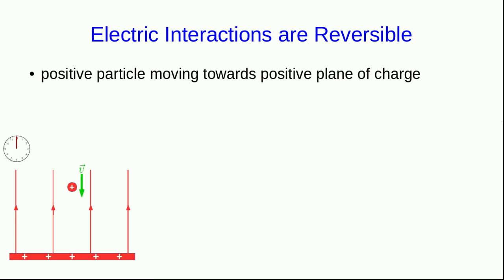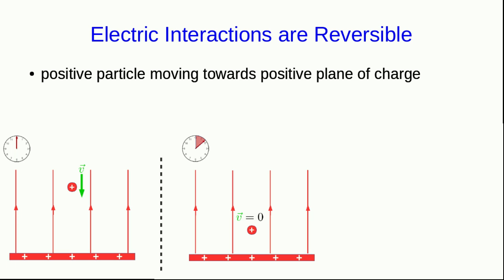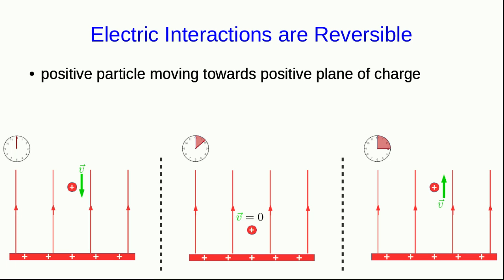Let's think about a very simple situation of a positively charged particle moving towards a positive plane of charge. So the particle moves towards the plane of charge. It eventually comes to rest, at which point it turns around and moves the other way. The reason this is particularly simple is that the acceleration is uniform, because the electric field we know, due to the positive plane of charge, is uniform.